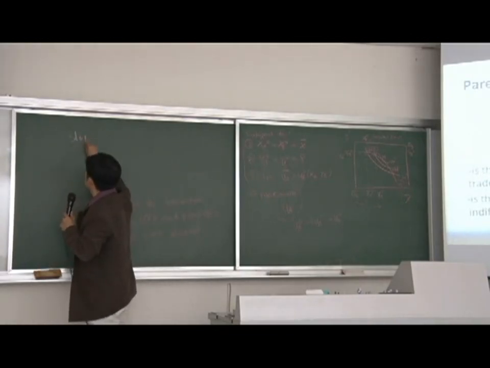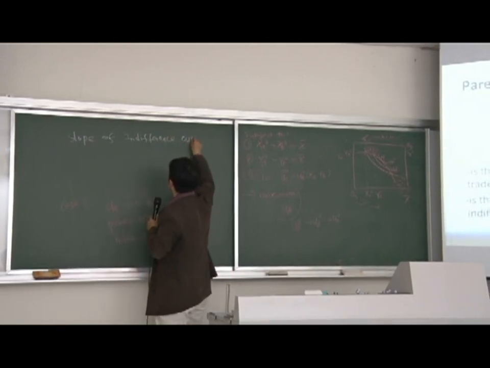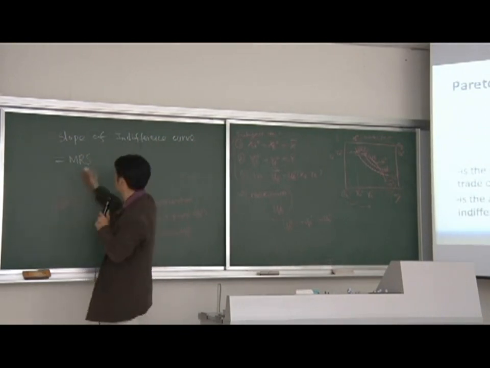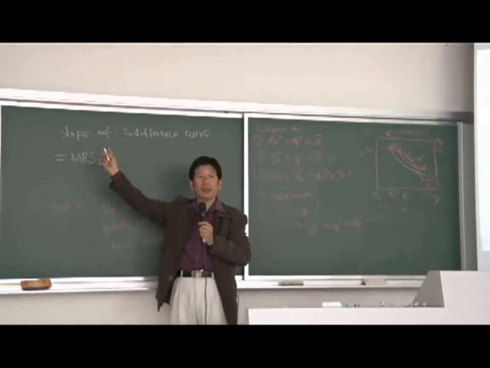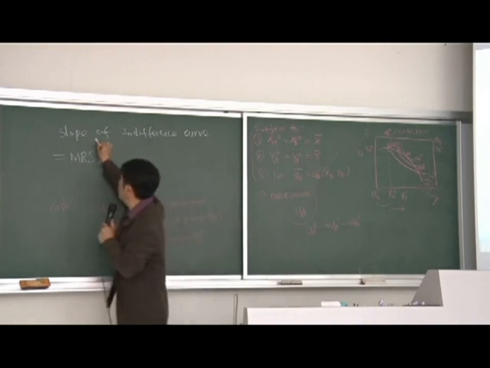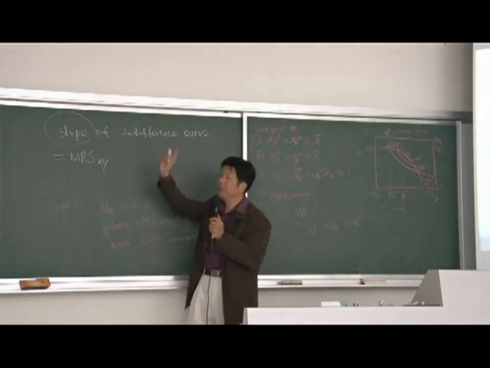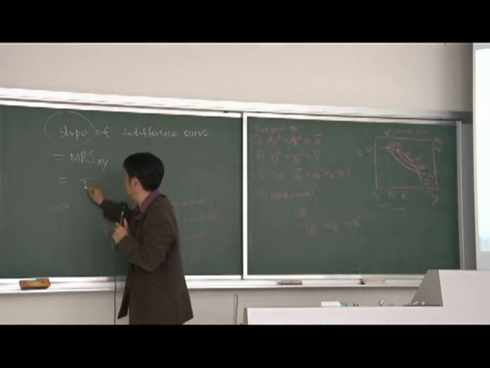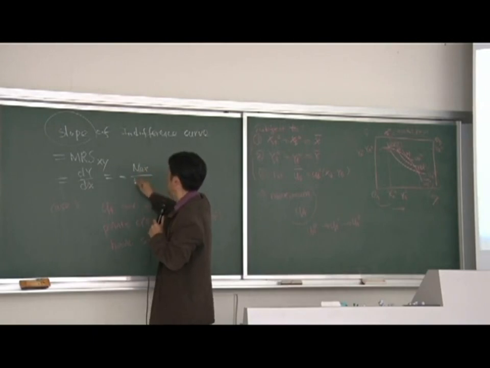I mean the slope of the indifference curve. This is MRS, or MRS_XY. Can you see it? Actually, the MRS is the slope of the indifference curve. You can see this is delta x, delta y, and this is minus MU_X over MU_Y.